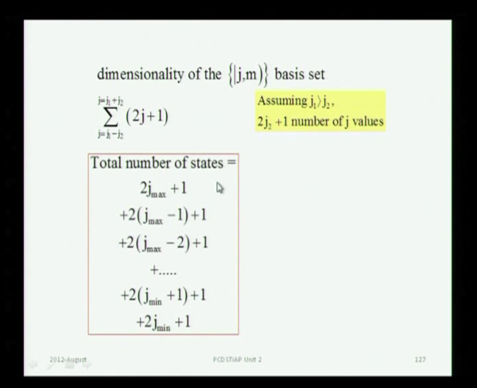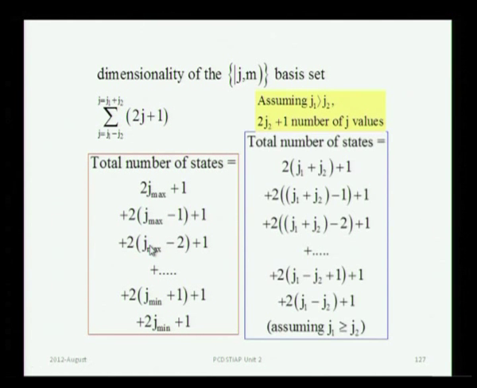For each value of j, there will be 2j plus 1 values going from minimum to maximum. So, I have written the total number of states to be given by 2j max plus 1, then j max reduced by 1 plus 1, then reduced further by 1 plus 1, and the lowest value of j will be j min, giving 2j min plus 1. So, this is the total number of states.